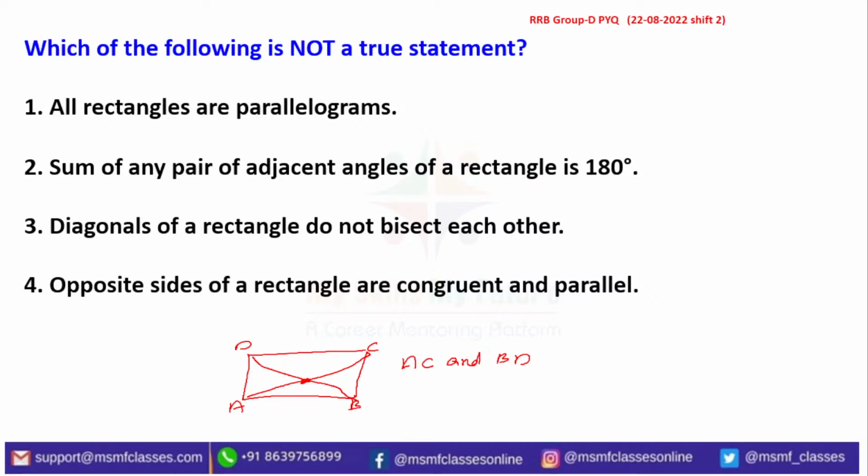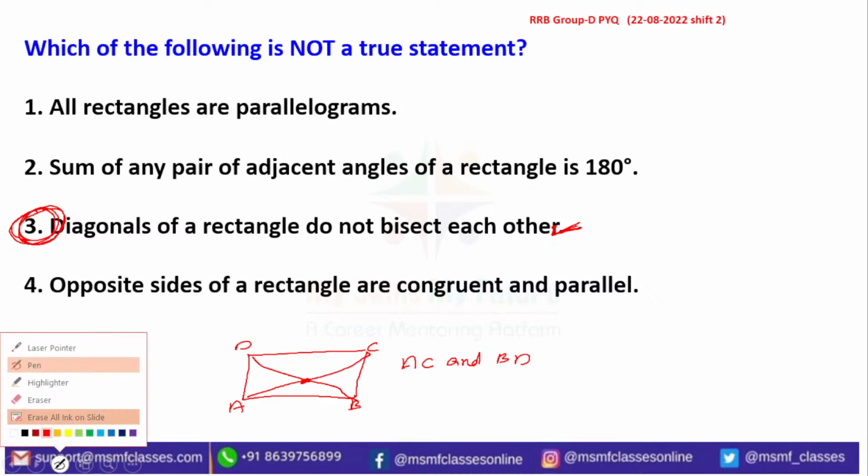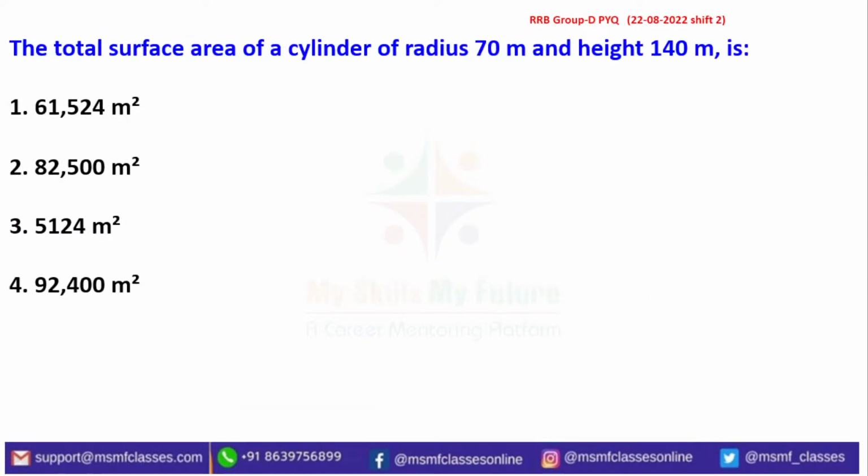So as per our question, which of the following is not a true statement means option 3. Option 3 is not a true statement. So for this question, option 3 is the correct option. Next question.